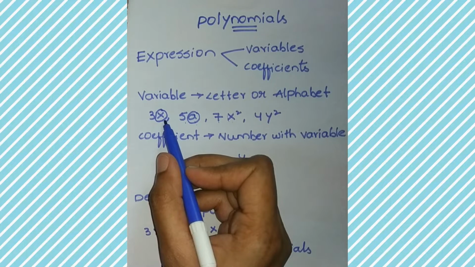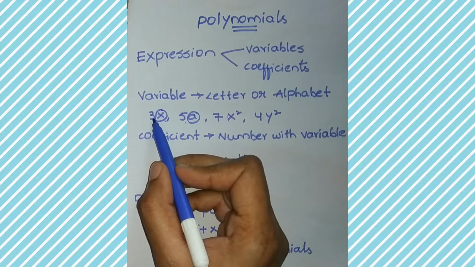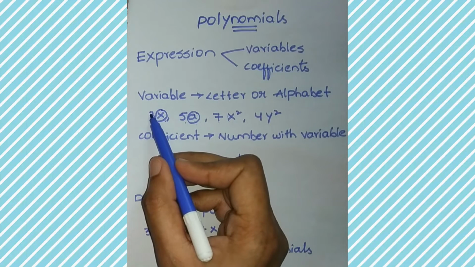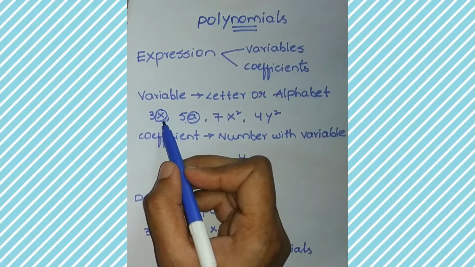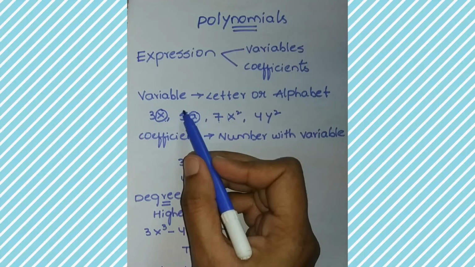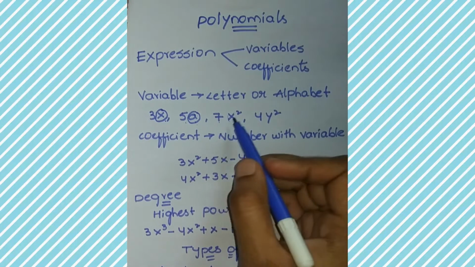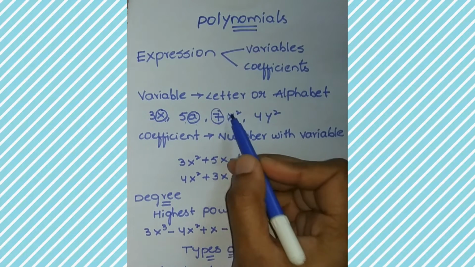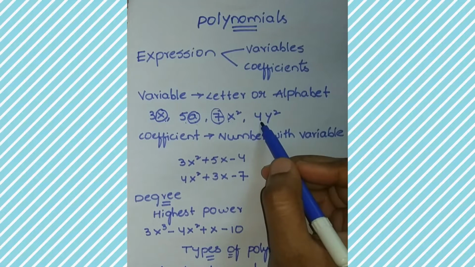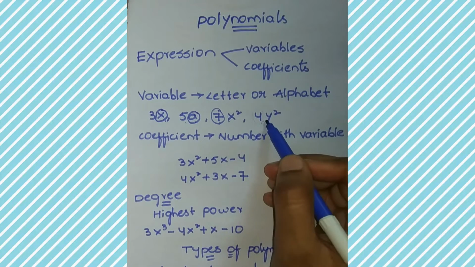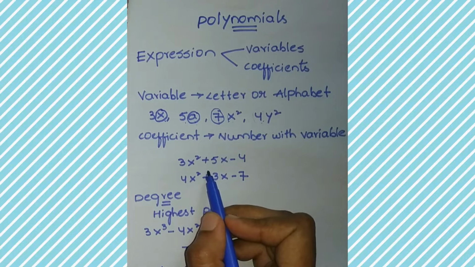3x. 3 is nothing but the coefficient of x. 3 is called the coefficient of x. What is the coefficient of a? It is nothing but 5. Here, what is the coefficient of x square? It is nothing but 7. What is the coefficient of 4y square? It is 4.